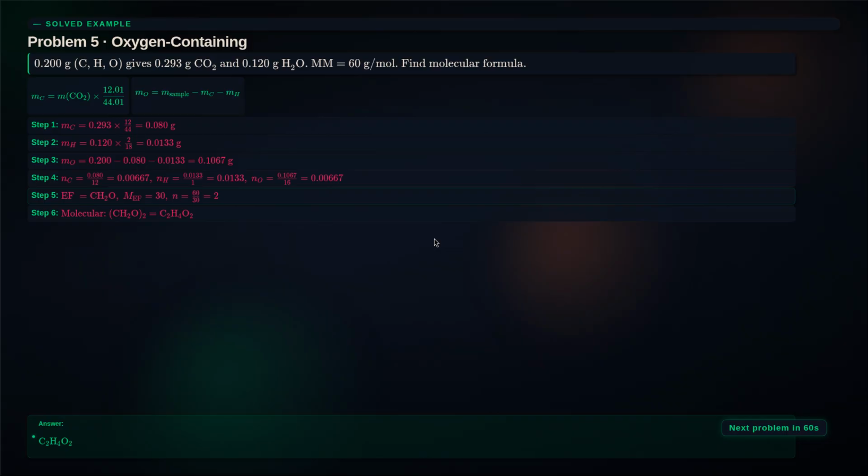0.1067 grams. Step 2. Convert to moles. Carbon, 0.00667 moles. Hydrogen, 0.0133 moles. Oxygen, 0.00667 moles. The ratio is 1 to 2 to 1. The empirical formula is CH2O with mass 30. Step 3. N equals 60 divided by 30, which equals 2. The molecular formula is C2H4O2, which is acetic acid.